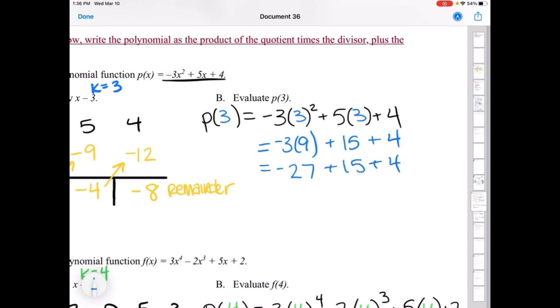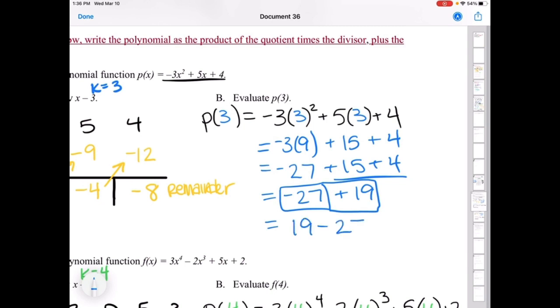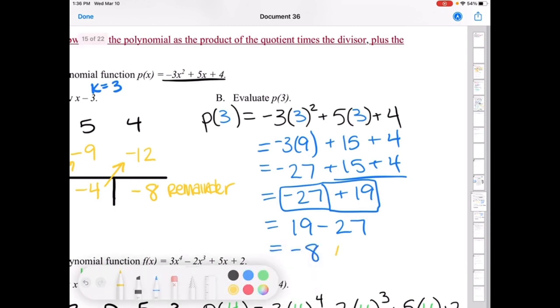One thing I like to do is, well, I know that I can add my positive numbers first mentally really easily. So 15 plus 4 is 19. So I get negative 27 plus 19. If you think about your like terms, right, and you know that addition order doesn't matter, so you can actually switch these around. This is exactly the same thing as saying 19 minus 27, which is going to give you a negative 8. And if you notice, this is actually the same as this.